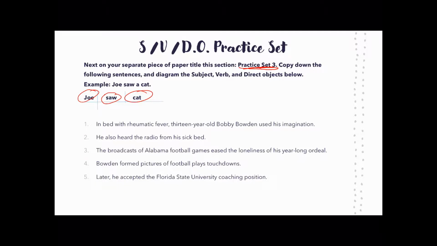So let's do the next one together. I'll try to write tiny. In bed with rheumatic fever, 13-year-old Bobby Bowden used his imagination. Our verb here is used. I know that it might be confusing because it's near the end, in the second half of the sentence. We almost always see the subject and the verb near the very beginning of the sentence, but this is a good example.